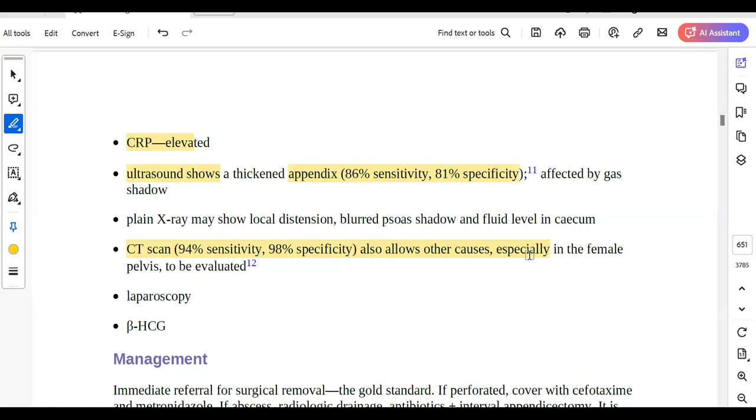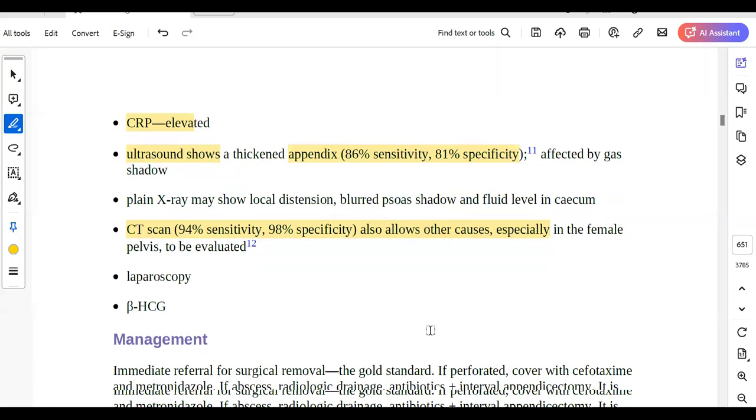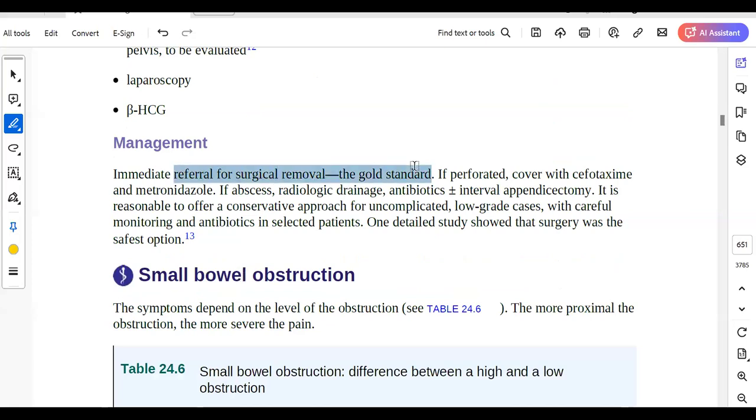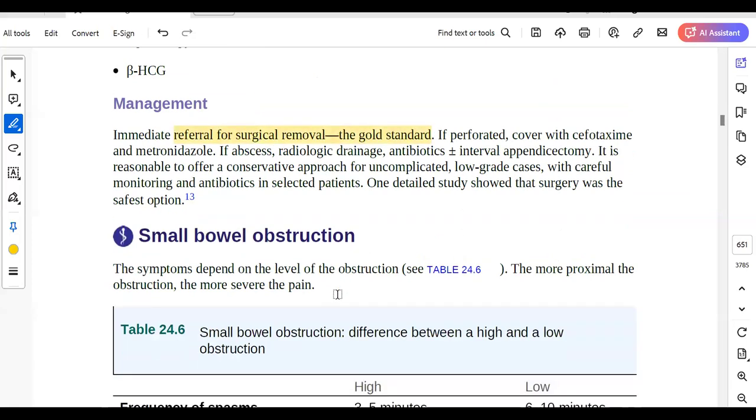Now let's say what is the next most appropriate, blood or CT? CT, because a blood test will not confirm the diagnosis. There might be hundreds of causes why the patient has leukocytosis or high CRP. So it's not going to give us much information. Ideally, our next most appropriate is a CT abdomen. If the patient is pregnant and you suspect appendicitis, then we will go for an ultrasound because ultrasound does not involve radiation. Otherwise CT is best. Management, definitely referral for surgical removal is the gold standard.